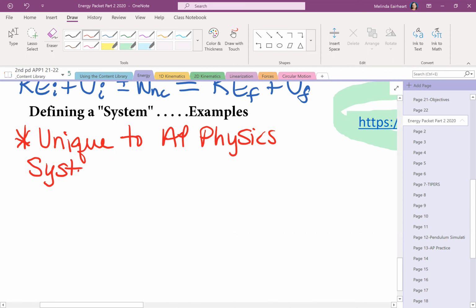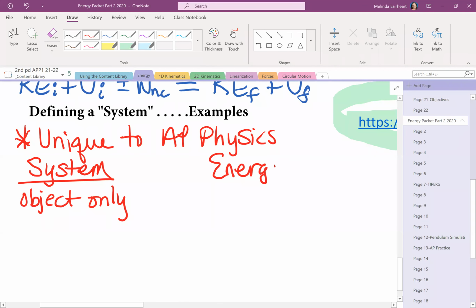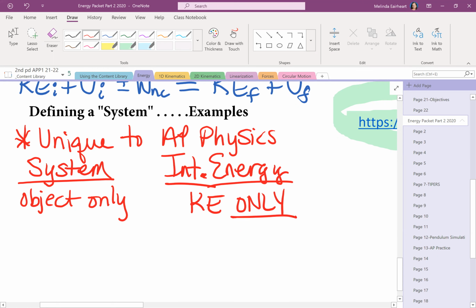If your system, let's make this a table. How do you define a system? If it's defined as the object only, whether it's a box, a car, whatever, the energy it can possess or have internal to the system, that's AP lingo, so let me put that, internal energy, internal to the system, is kinetic energy only. It doesn't matter where it is. It can be high up on top of the Empire State Building, whatever. If they define your system as object only, that height does not matter. It's only kinetic, okay?